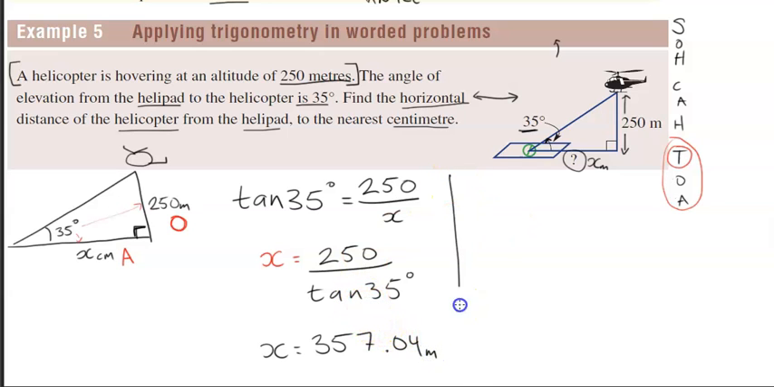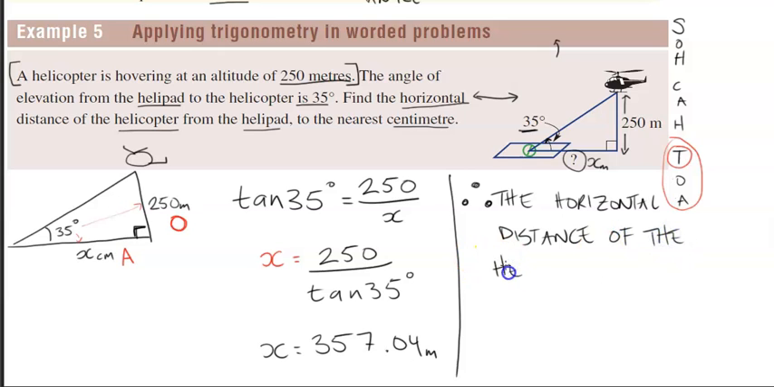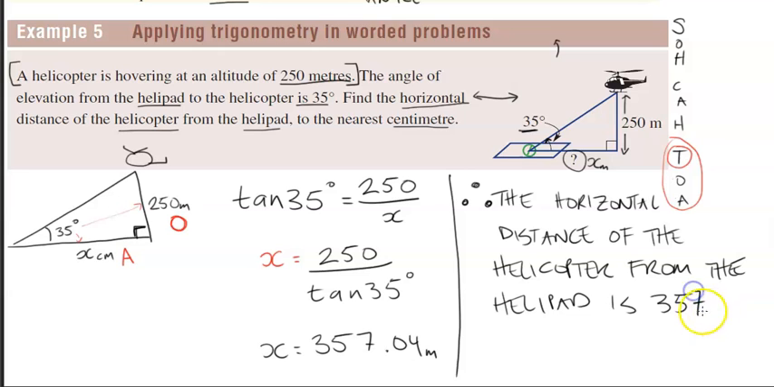And remember, we've got to answer this in worded format. So we would say therefore, and remember, therefore just means from the calculations that we obtained previously, therefore, the horizontal distance of the helicopter from the helipad is 357.04 meters. And that is all there is to it.